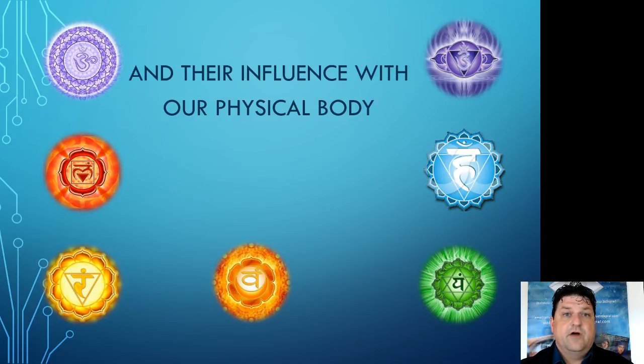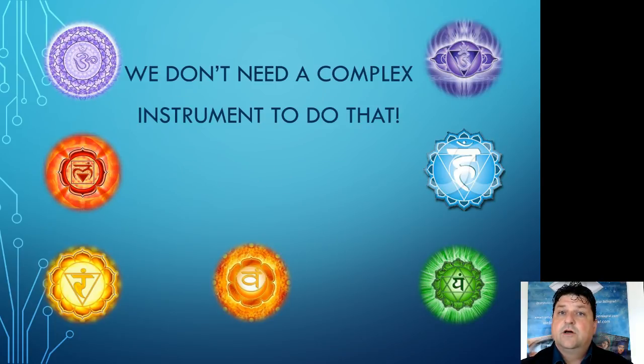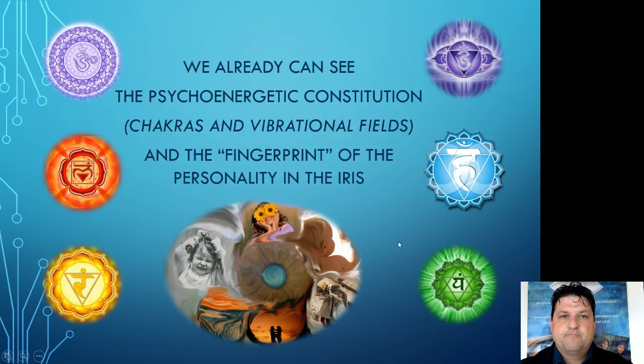Their influence on our physical body is not easy to find as well, all right? And their influence on the physical body in real time is even more difficult. We don't need a complex instrument to do that. That's the point. That's the new information: we don't need a lab and a particular instrument to do that, right? And why? Because we can already see the psychoenergetic constitution, our chakras and vibrational fields, and the fingerprint of the personality in the iris. Okay?